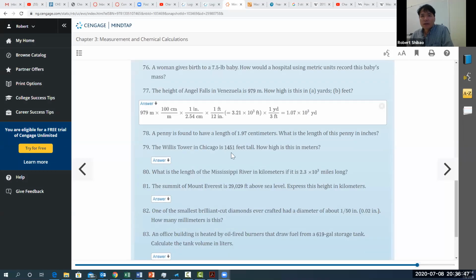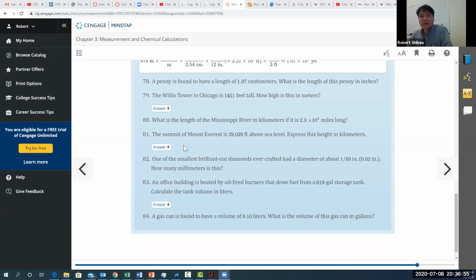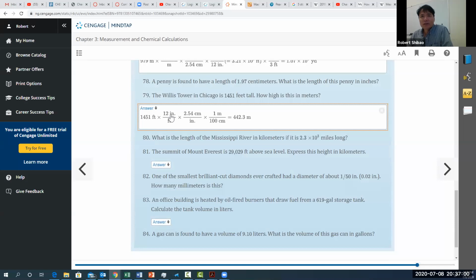The Willis Tower in Chicago is 1,451 feet. Feet to meters, okay. We already did something like that, so just skip it. We could just look quickly. Feet to inches, this is exact. Inches to centimeters, this is exact. Centimeters to meters, that's exact. That's good. They're using exact conversion factors to do this. I get that.